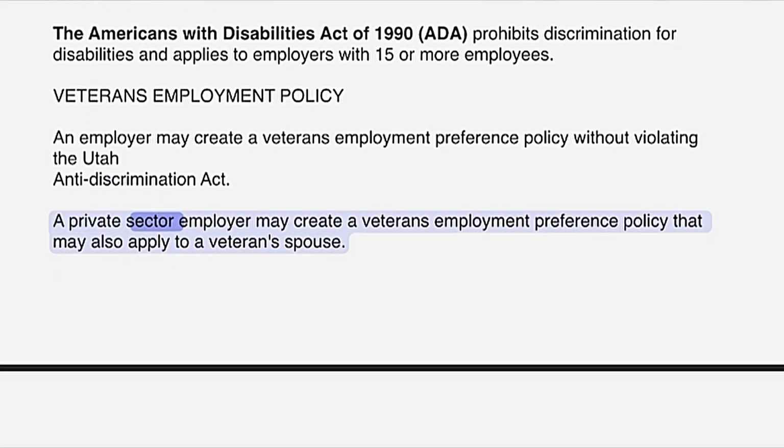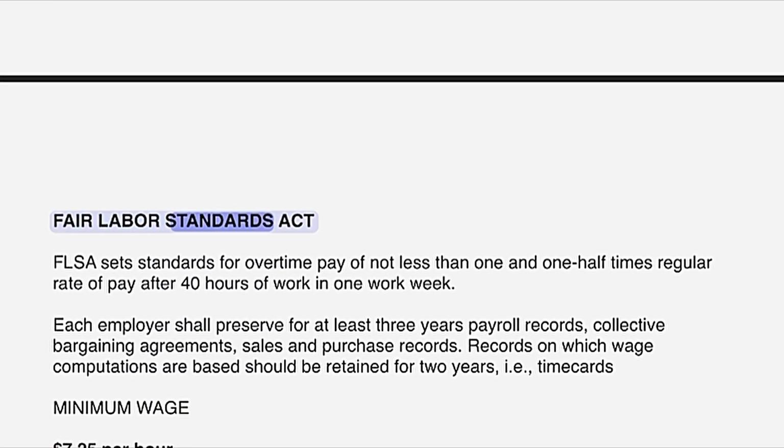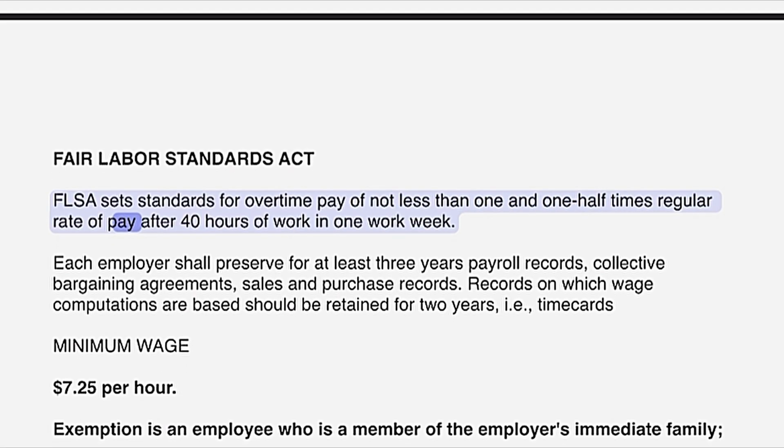Veterans Employment Policy. An employer may create a Veterans Employment Preference Policy without violating the Utah Anti-Discrimination Act. A private sector employer may create a Veterans Employment Preference Policy that may also apply to a veteran's spouse. Fair Labor Standards Act. FLSA sets standards for overtime pay of not less than 1 1/2 times the regular rate of pay after 40 hours of work in one work week.